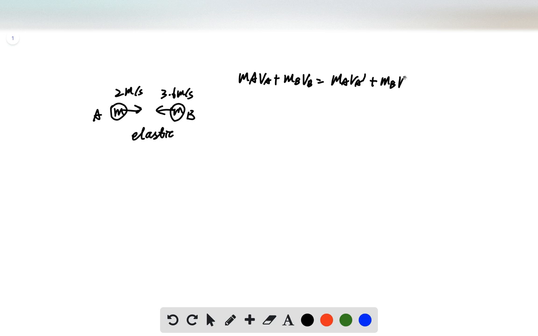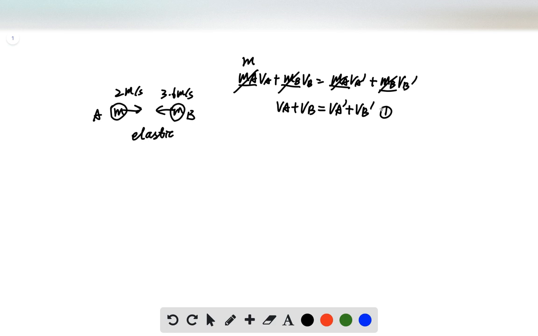We soon discover that since they are of equal mass, MA, MB, MA, MB, these four terms will all be equal. They are all just equal to M. So what we can do is cancel them. And this becomes VA plus VB equals VA prime plus VB prime. We'll call this equation 1. So that is the conservation of momentum.